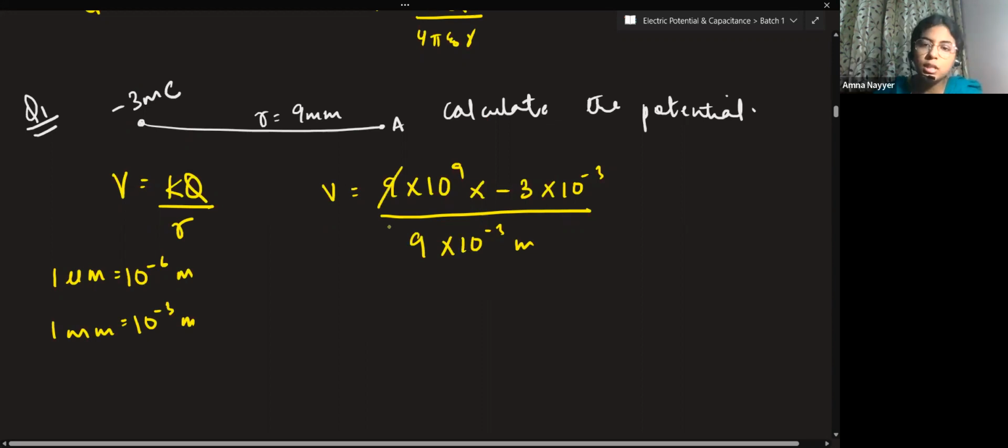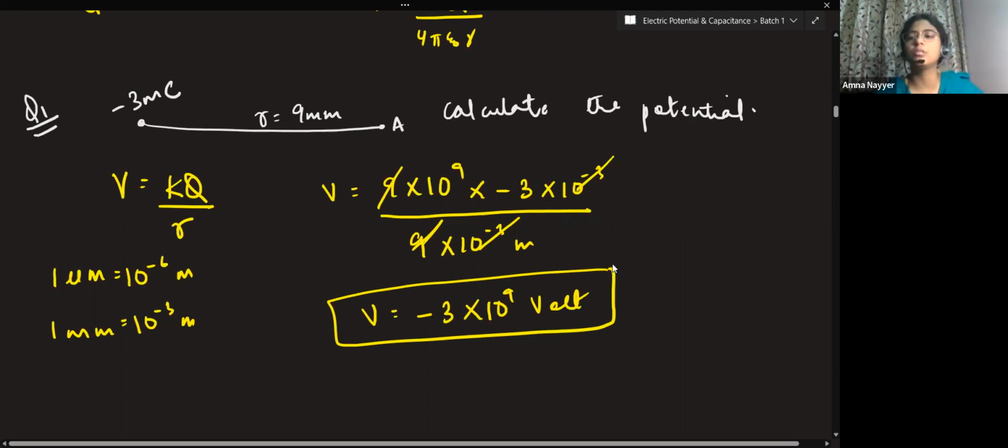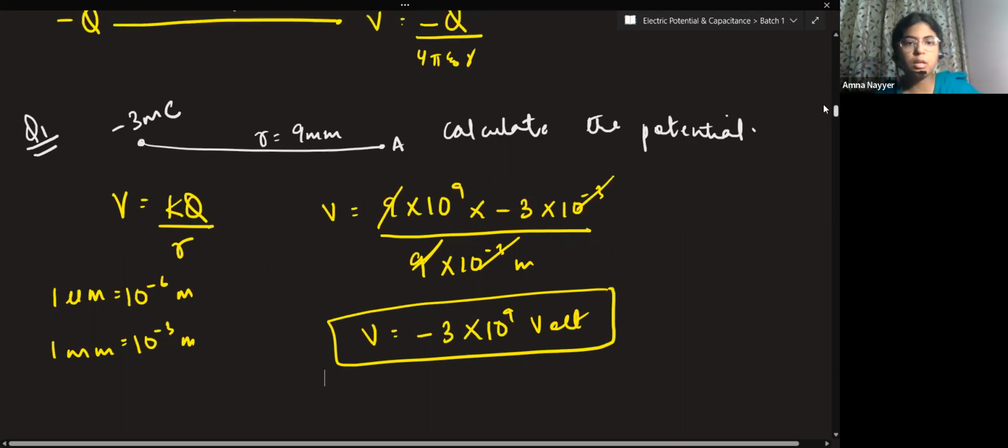All right. So 9 will get cancelled. 10 to the power minus 3 will also get cancelled. Potential will be minus 3 into 10 to the power 9 volt. All right, this is how you use the formula of potential. Just note down this as well.